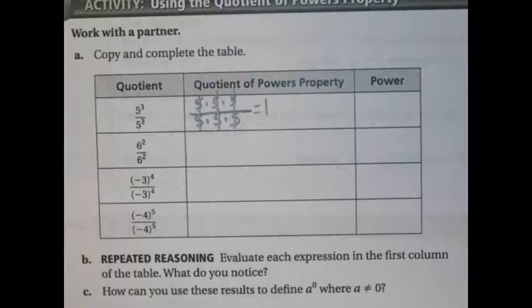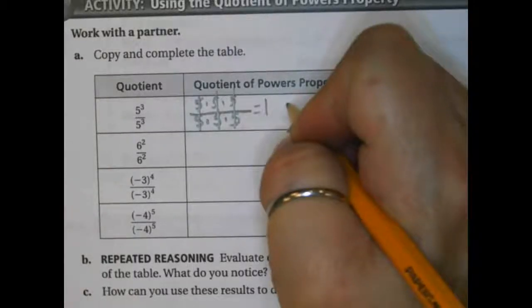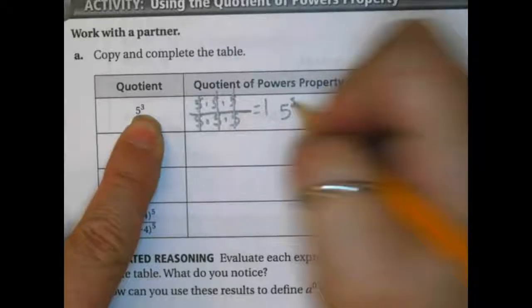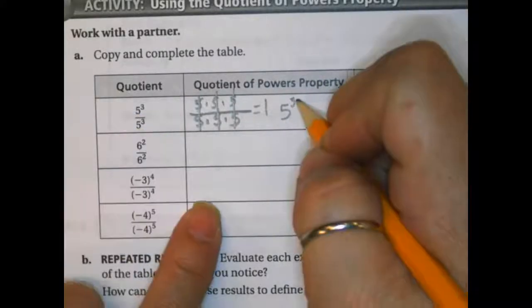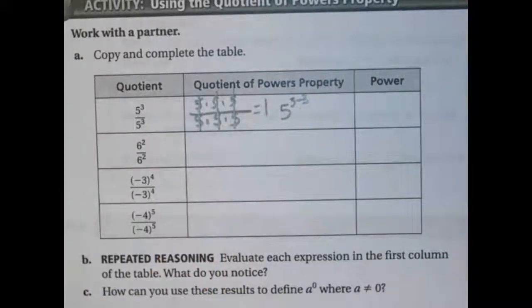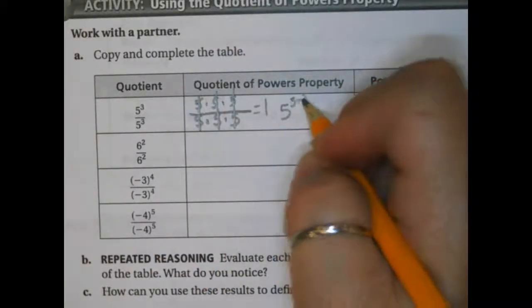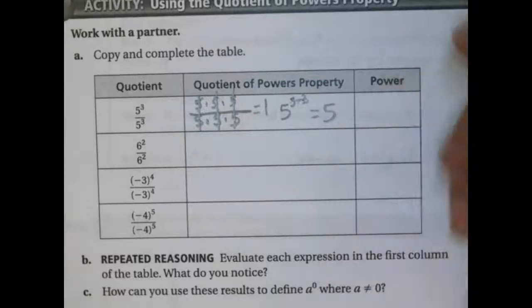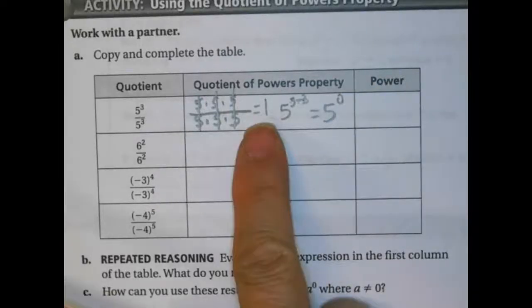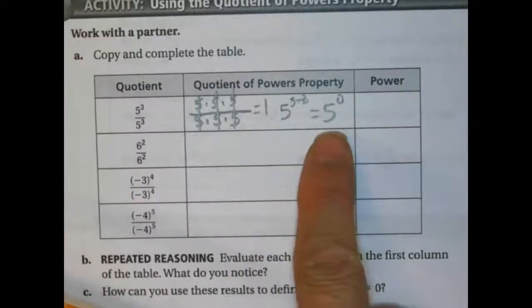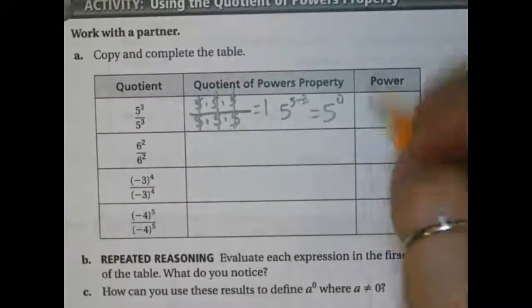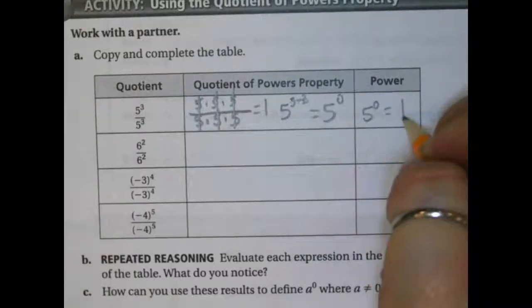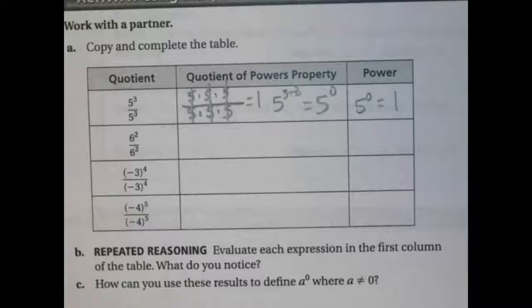The second way we did this was we said 5 to the third, and then we subtracted the bottom exponent, minus 3, right? When I subtract 5 to the third minus 3, what do I end up with? 5 to the 0. Okay, they're the same answer. 1 and 5 to the 0, they're the same answer. 5 to the 0 is equal to 1. That's that zero power property. Same thing. Make sense to you so far?